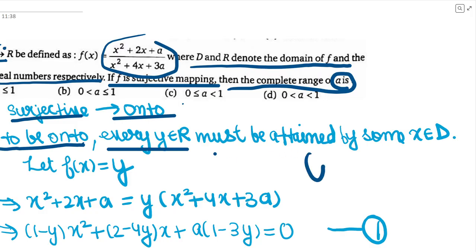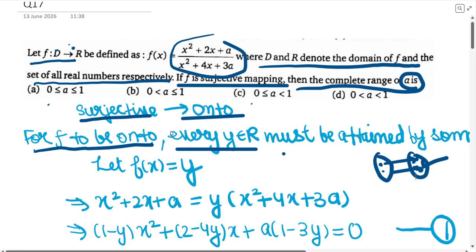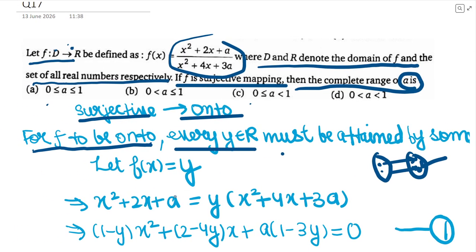So y just means the value of the function, and whatever y is mapped to must be mapped. For example, this is the domain, this is the range, and whatever elements are there in the domain must be mapped to a certain value. No value in this box must remain empty. So let us say f(x) is y. Now we have to ensure that every y has some value, because we are given that the function is onto.